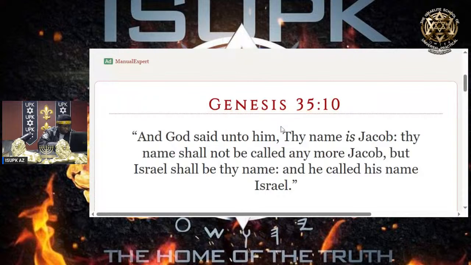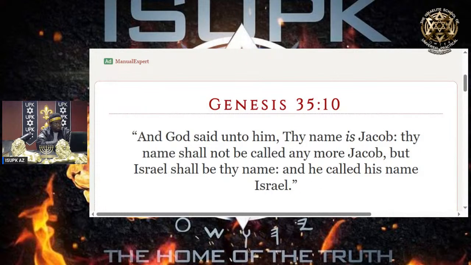Okay, cool. All right. So Genesis 35, where we have Jacob's name. Jacob's the son of Isaac, so Jacob's name gets changed to Israel. This is where that happens. This is where we become the tribe of Israel, from the man Jacob. Genesis 35, verse 10: And God said unto him, thy name is Jacob. Thy name shall not be called any more Jacob, but Israel shall be thy name. And he called his name Israel.